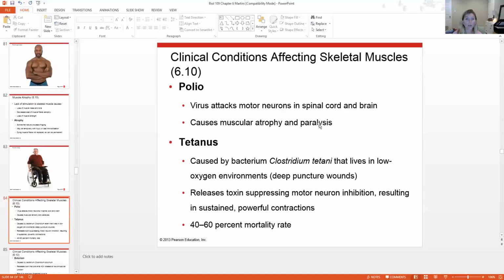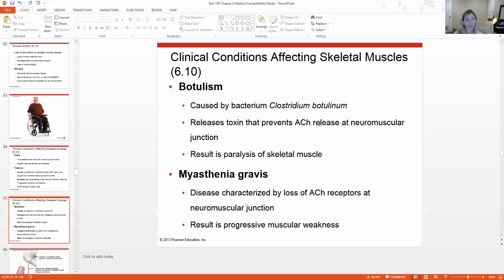Clinical conditions like polio, that's where there's a virus that actually attacks the motor neurons, and that's going to cause muscle atrophy because the motor neurons aren't stimulating the muscles. Or tetanus. Tetanus is an infection caused by bacteria that live in low oxygen environments, and they release a toxin, which again is inhibiting your motor neurons. It stimulates your motor neurons and prevents them from being inhibited. So this is why you get those powerful contractions. Tetanus can be very deadly depending on where in the body it is introduced.